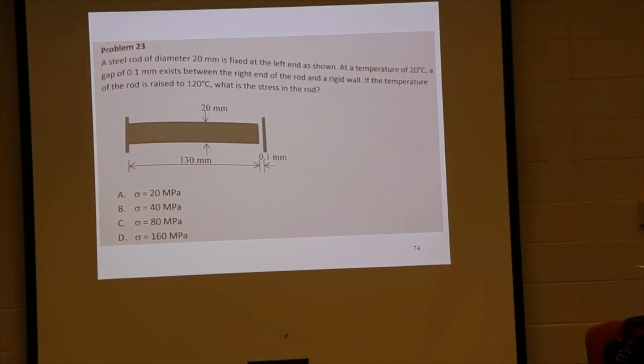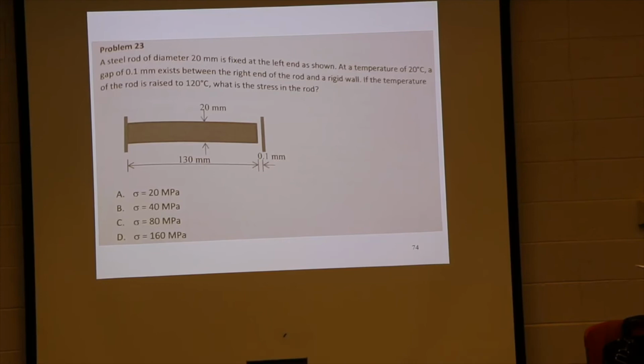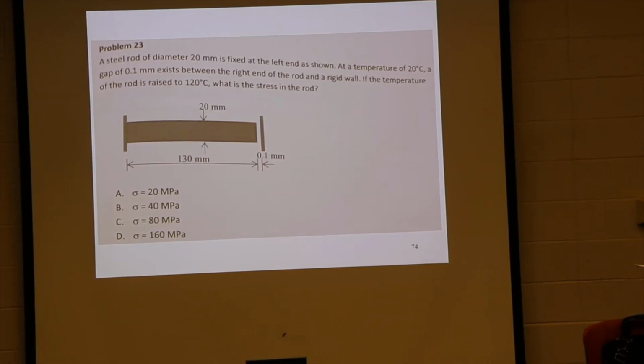A steel rod of diameter 20 millimeters is fixed at the left end as shown at a temperature of 20 C. A gap of 0.1 millimeter exists between the right end of the rod and the rigid wall. If the temperature of the rod is raised to 120 C, so this is 100, what is the stress in the rod? Actually, they saved you a big amount of speculation because there is no answer of zero, which means that the gap will close. Now the question, how much will it close? If there was a zero, you would first have to check the free thermal expansion and see if that free expansion is less than 0.1 or not. They eliminate this possibility because there is no zero.